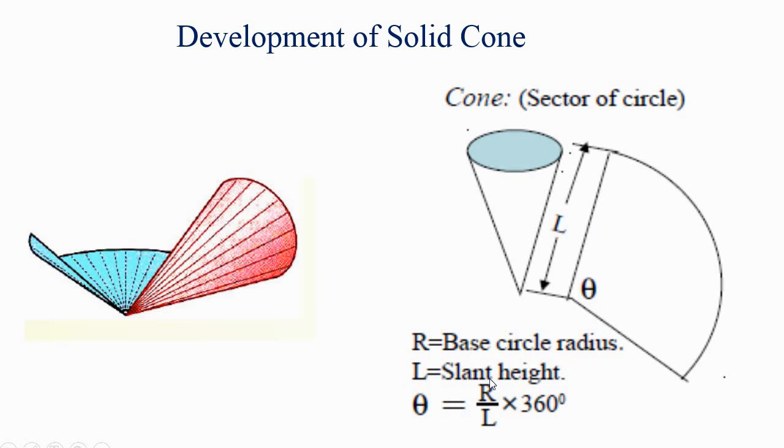What is that angle? That angle is given by theta is equal to R divided by L into 360. What is R? R is the base circle radius, and L is the slant edge. Slant edge means you can see this is not the height, it is a slant edge. What you have to substitute here in order to get the value of theta? Please note it. L is the slant edge.